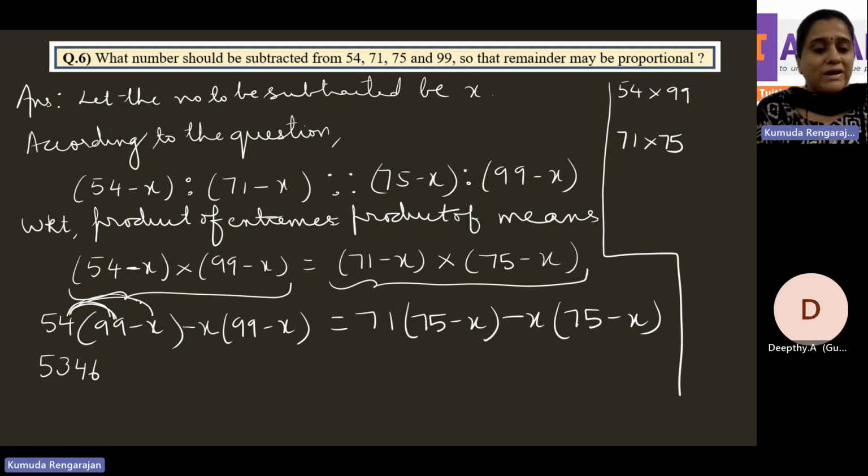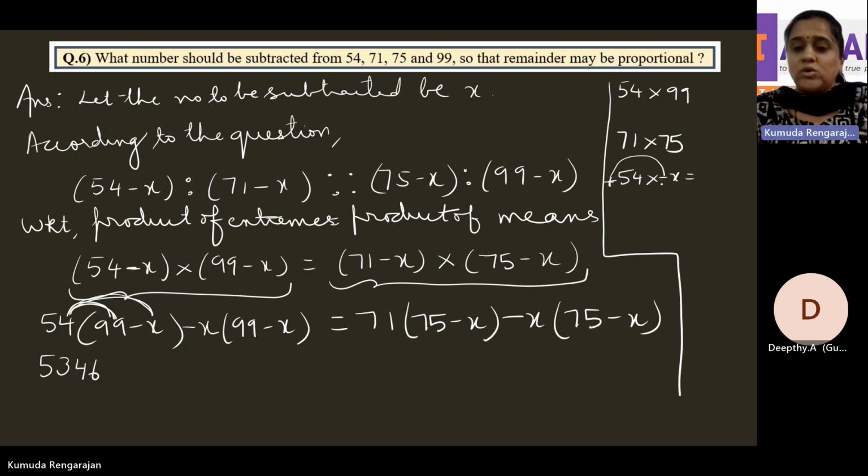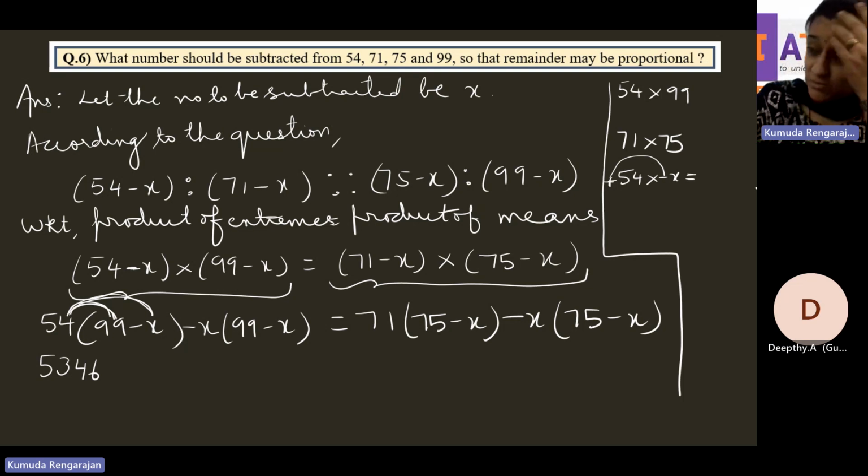Then 54 into minus x. Okay, so how do we do this? What sign does 54 carry? Plus, right? 54 has a plus. 54 means plus 54. So what is plus into minus? Now we don't know. Okay, so plus into minus, I'll tell you. Once we do integers, we'll understand this better. So 54 plus into minus is minus.